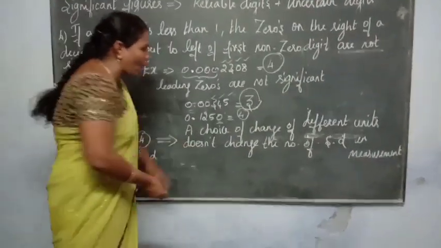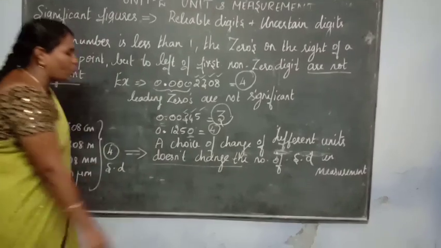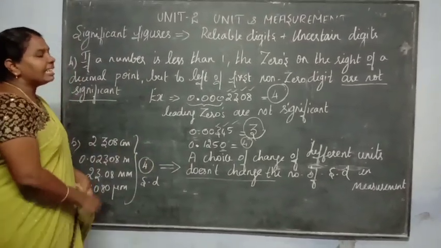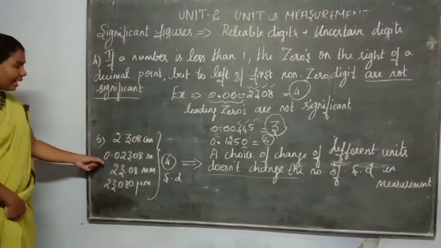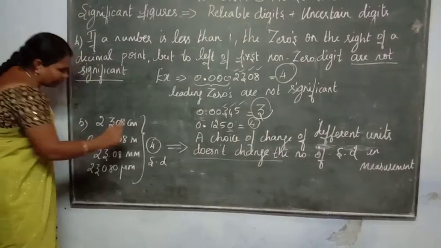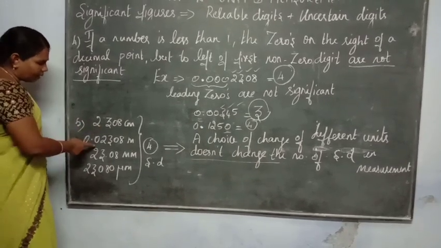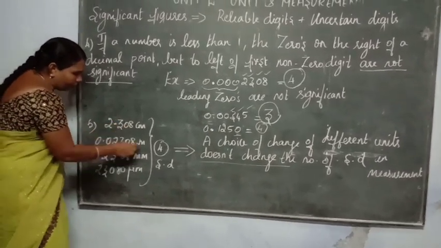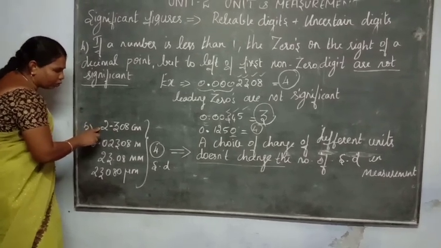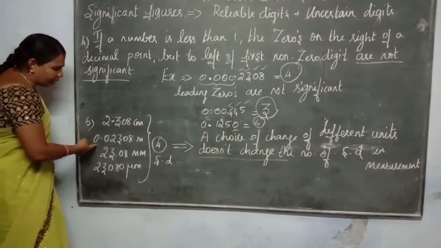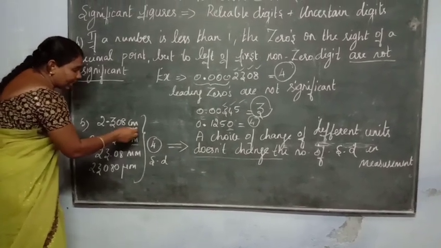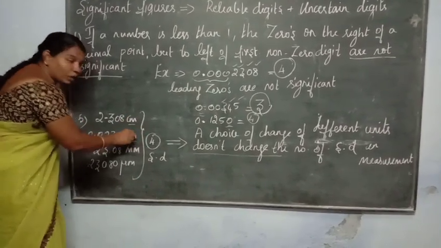But it does not change the number of significant digits in a measurement. Note it. This point is in your book only. So read it and note the point. It does not change the number of significant digits in a measurement. See, I am giving one example. Here, 2.308 centimeter. It is easily converted into meter. How is it converted into meter? Into 10 to the power of -2. Therefore, this can be written as 0.02308 meter.